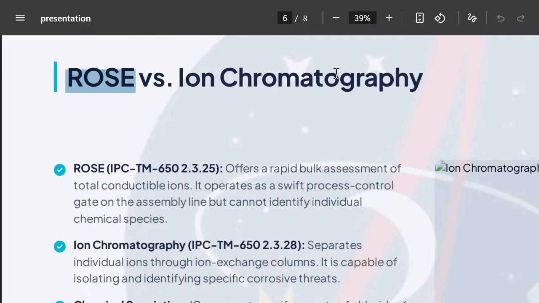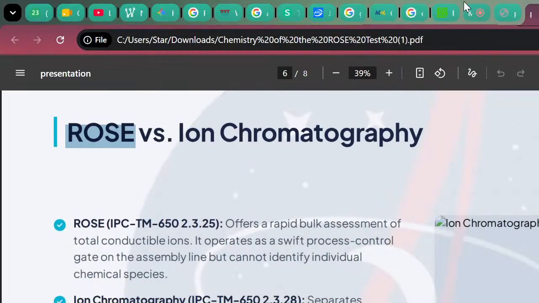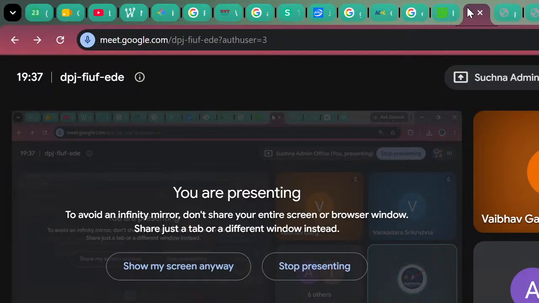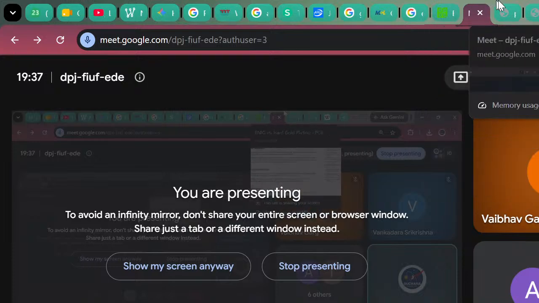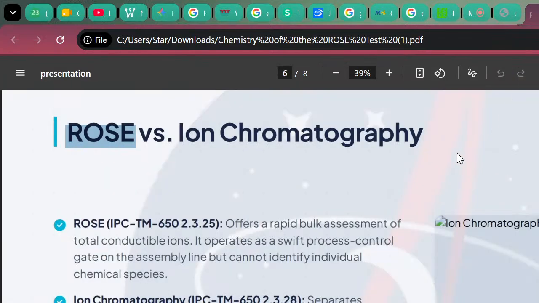When the ROS test is performed, if you yield a high result, does it mean the board is very clean, or does it mean the board is not clean? What do you think? Should the ROS test yield a high result or a low result, in terms of numerical value? It should yield a low result. If it yields a high result, it means you have more contaminants and impurities. So the ROS test should always yield a low result, not a high result.